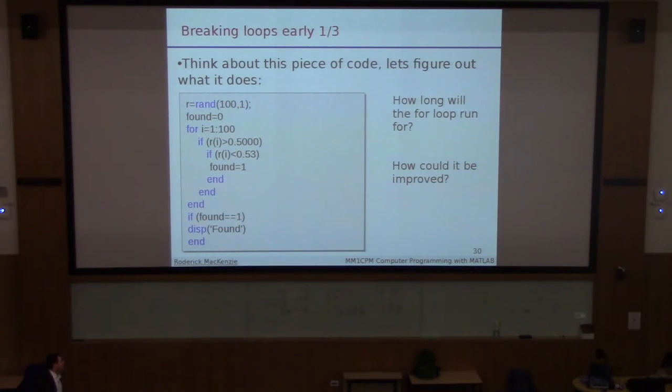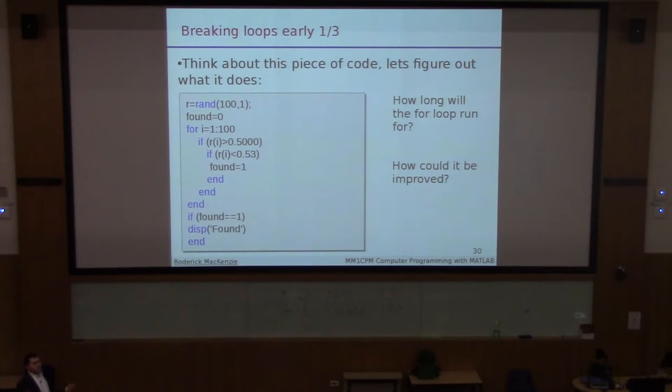So how many times will this for loop run? 100, yeah? Now imagine we find a value between 0.5 and 0.53 in the first element of the array. So we found the value the first time we go through this. How many times will this for loop run? It's not a trick question. 100. Because it doesn't stop. Whatever happens, even if found's 1, it just goes through 1, 2, 3. It doesn't know we found the value. It'll just keep going.